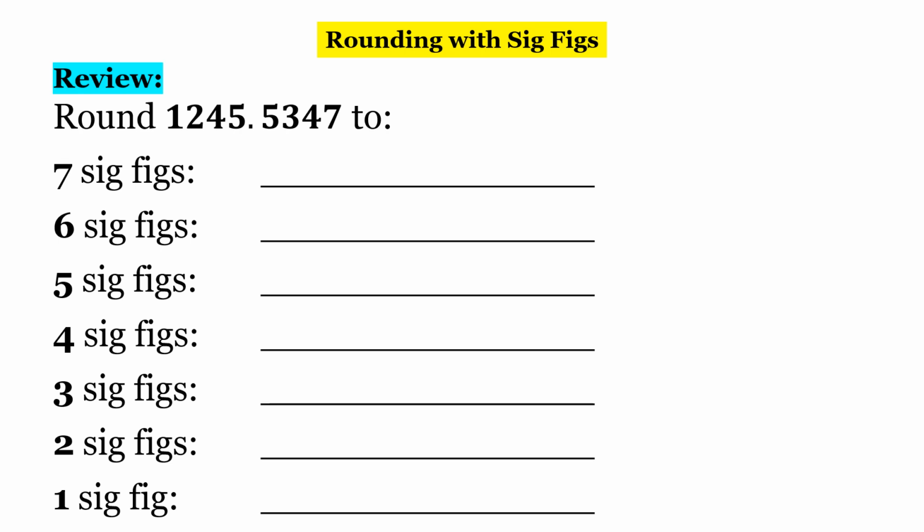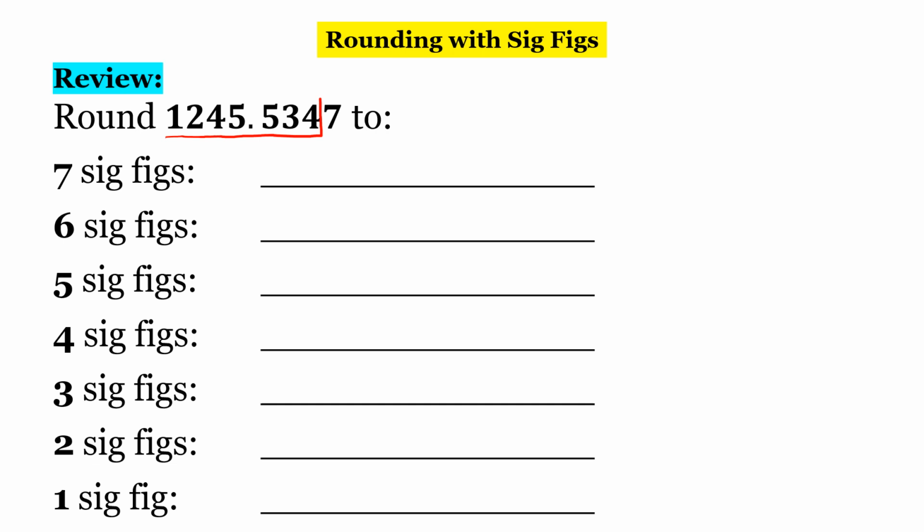In this lesson, we're going to learn how to round with sig figs. First, we're going to take a large number and round to a certain number of sig figs. The first question asks us to round to 7 sig figs. Going from left to right, I'm going to underline the first 7 significant digits: 1, 2, 3, 4, 5, 6, 7, and then I'm going to draw a line up here.